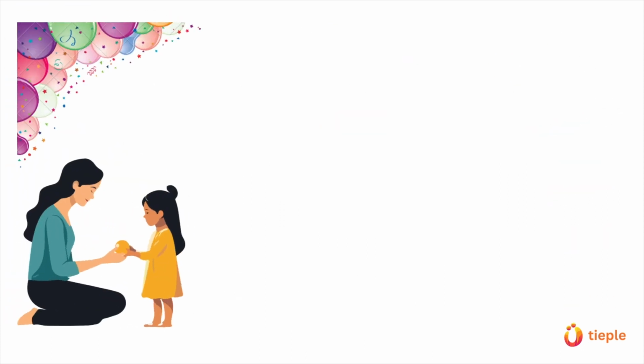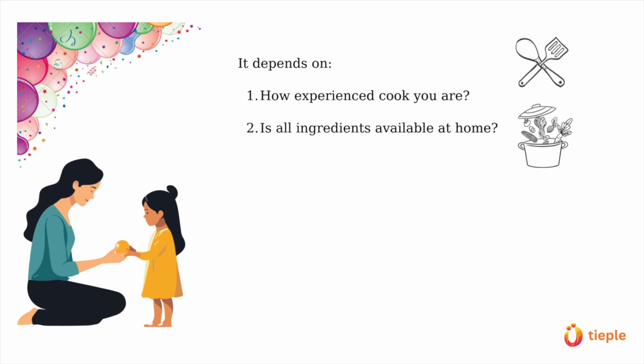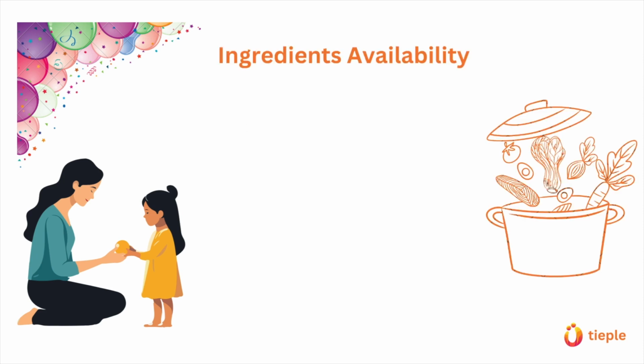Imagine it's your mom's birthday and you promise to cook her favorite dish. She's excited and asks how long it will take. Now, what do you tell her? Realistically, it depends on two things. One, how experienced a cook you are, and two, whether all the ingredients and prerequisites are at home or if you need time to go shopping. Let's consider the availability of ingredients for now, and based on that, we have three situations.